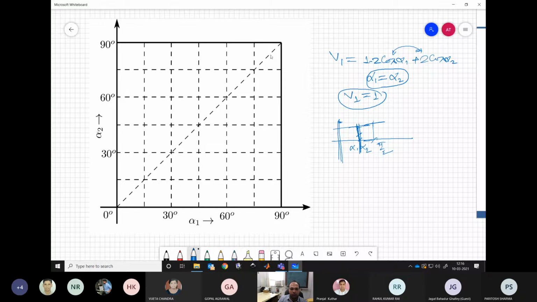So in this plane, this line is the alpha 1 equal to alpha 2 line, and this corresponds to V1 equal to 1 per unit, which means 2 VDC by pi, or 6-step mode. Now alpha 1, alpha 2 could be anything, but they are equal. So anything varying between 0 and pi by 2, that is the limit for alpha 1 and alpha 2, 0 to pi by 2.